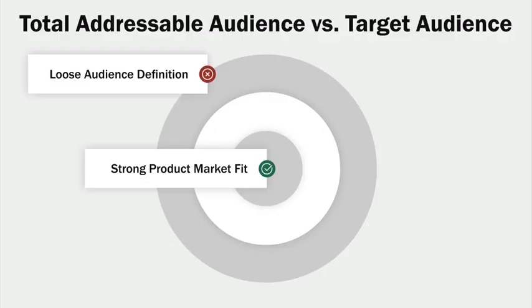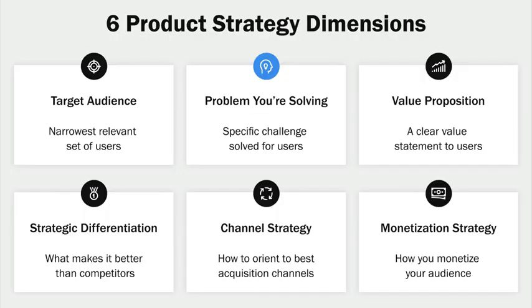In the previous lesson, we did a deep dive on the first dimension of product strategy, target audience. We discussed how deeply understanding the difference between your target audience and your total addressable market helps you identify features that better resonate with your core users. In this lesson, we'll look at how to clearly understand the problem you're solving.